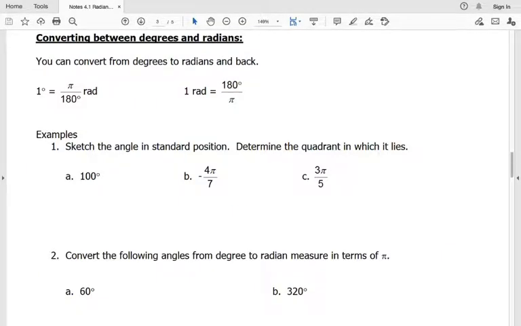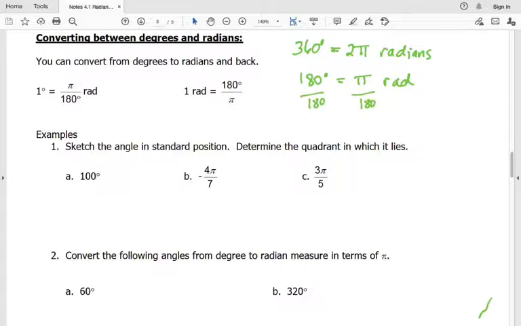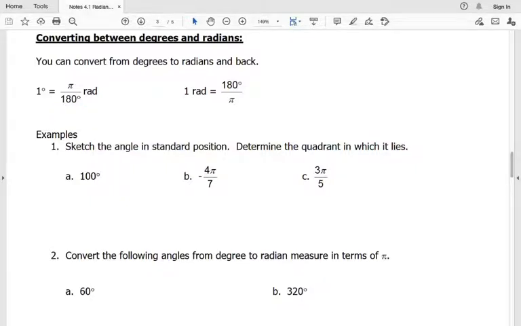Okay, we need to be able to convert between degrees and radians. I want you to remember that 360 degrees is the same thing as 2 pi radians, or 180 degrees is the same thing as pi radians. So the way we're getting this conversion is that if I divide both sides by 180, I'm going to get that 1 degree is the same thing as pi over 180. So that's how we're getting these conversions right here.